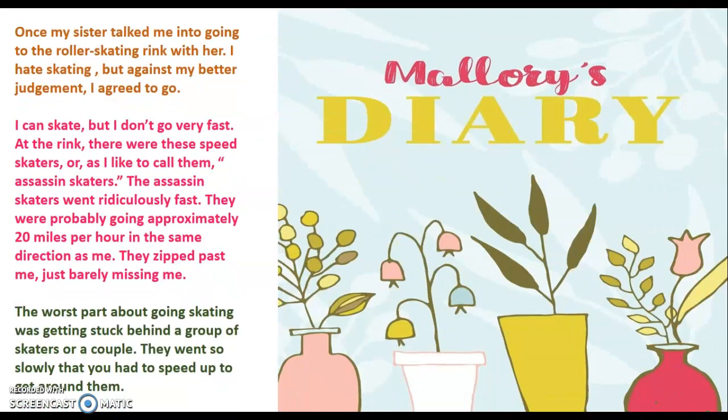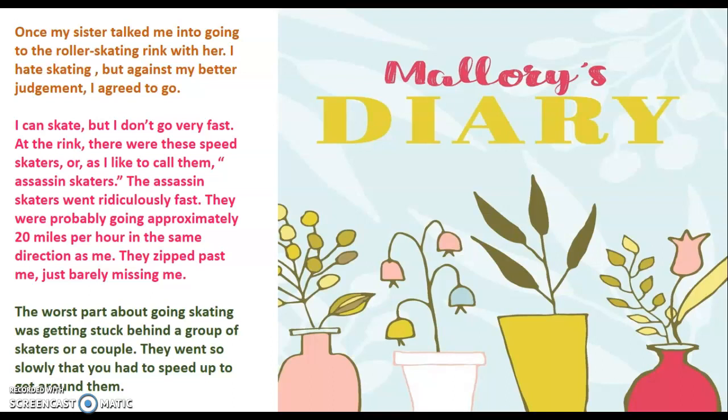Let's start by reading the following text. Mallory's diary. Once my sister talked me into going to the roller skating rink with her. I hate skating, but against my better judgment, I agreed to go. I can skate, but I don't go very fast. At the rink, there were these speed skaters, or as I like to call them, assassin skaters. The assassin skaters went ridiculously fast.